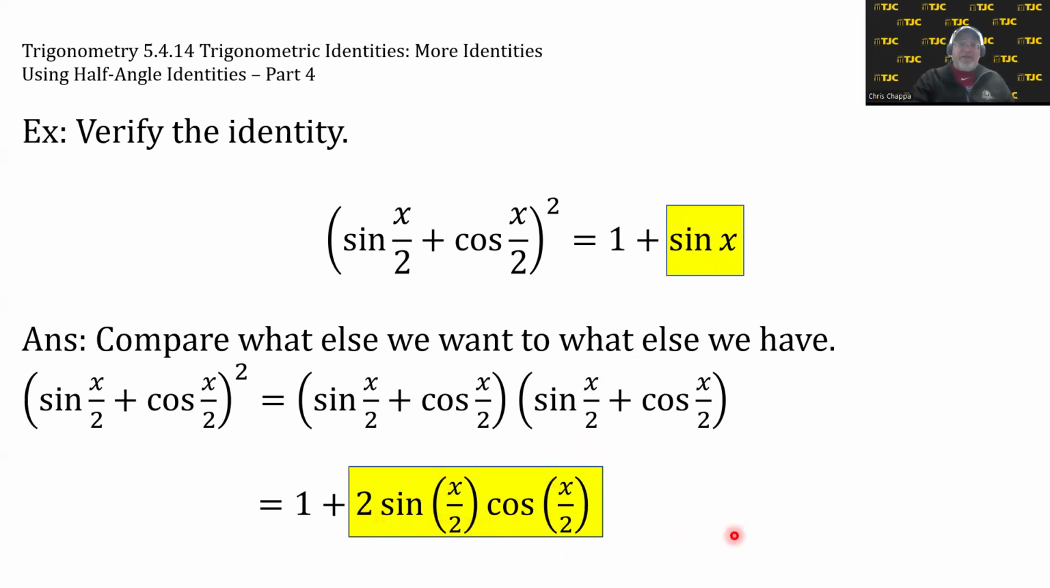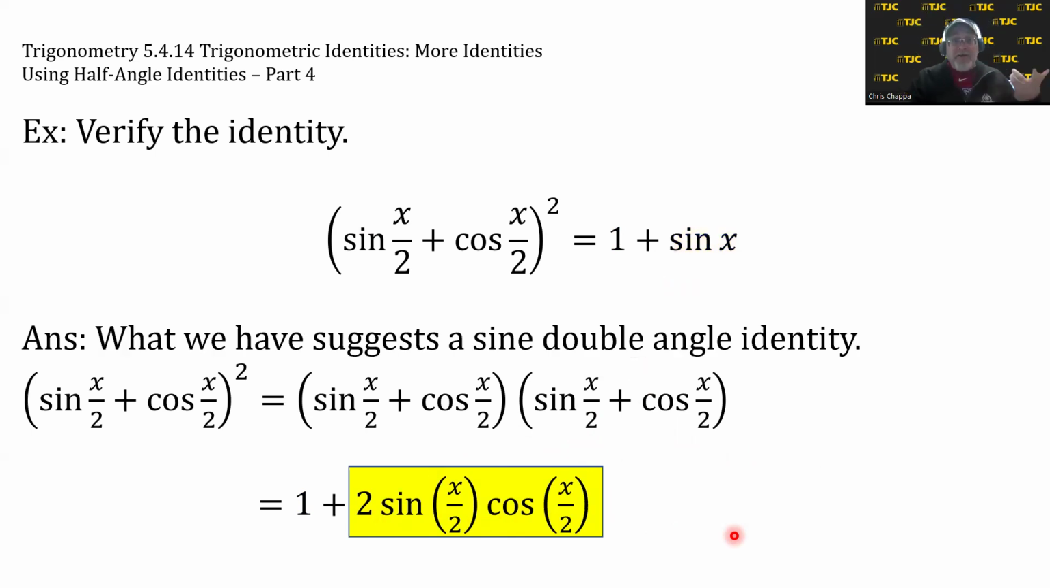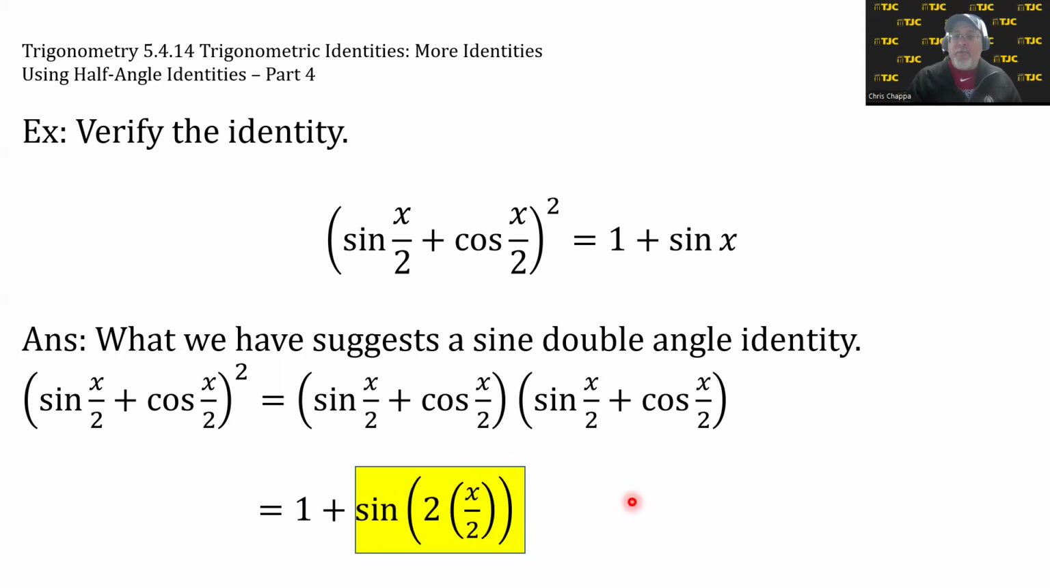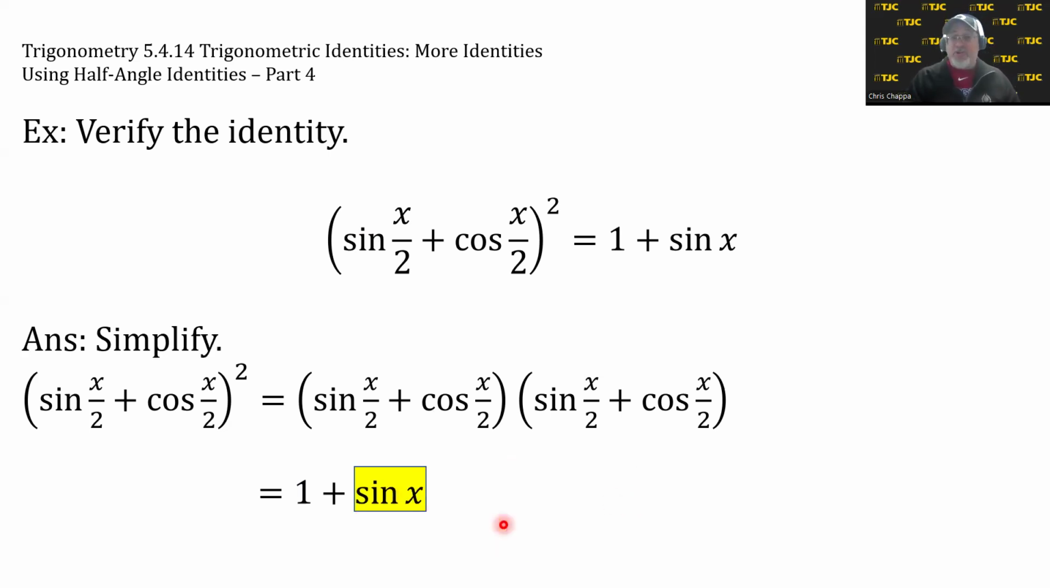Now use the half-angle identities? Well, you could, but what we have down here suggests a sine double angle identity. Sine of 2x equals 2 sine x cosine x. So we're going to use that double angle identity to condense this down to sine of twice the angle. The angle being x over 2, however, when it gets doubled, cancels, and we're just left with 1 plus sine of x, which was our goal.